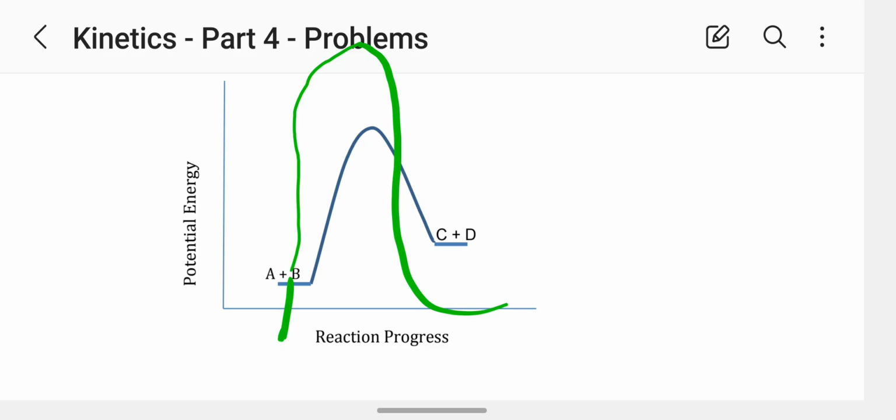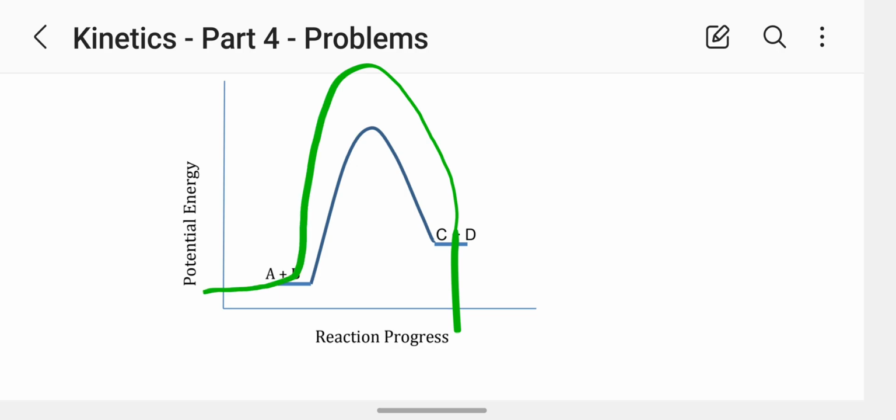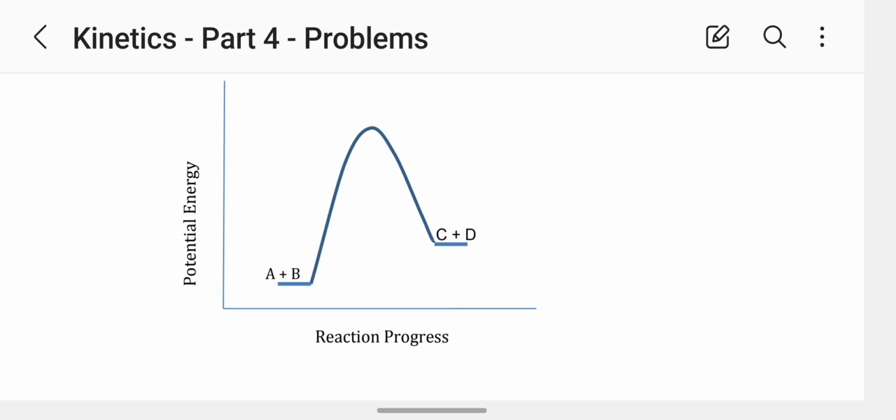Alright, if a catalyst is used for the backward direction at this point, then we have the curve being like this, because the reverse reaction will be favored and the overall products will be converted back to reactants in the reaction.